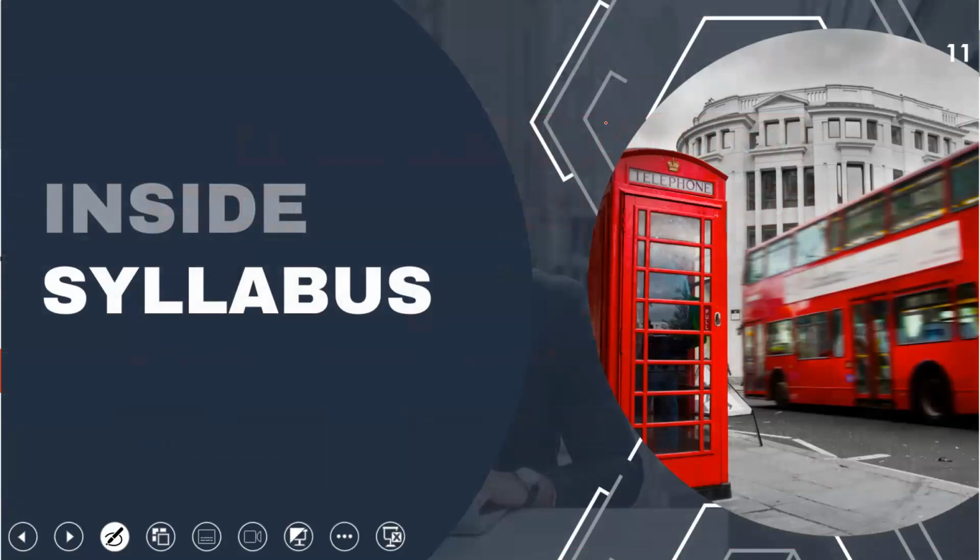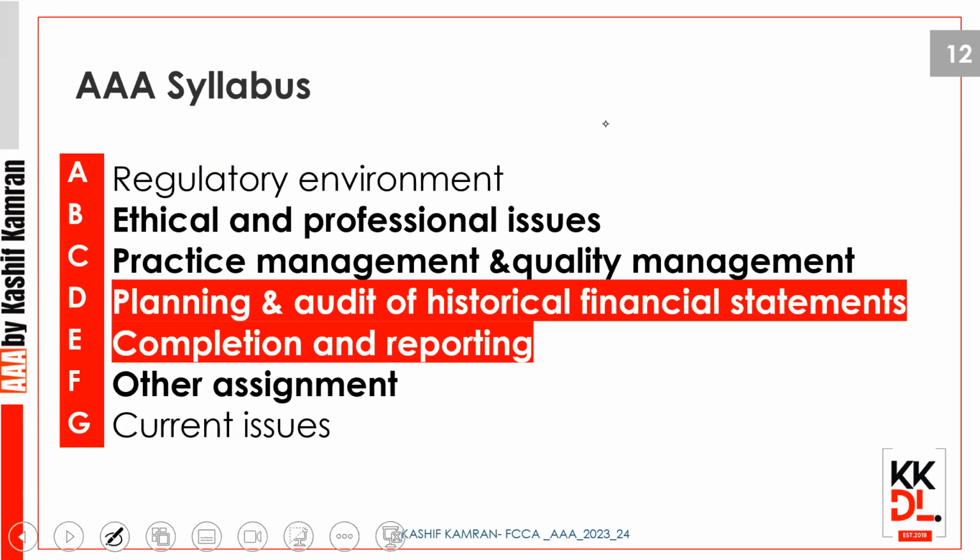Inside the syllabus, AAA has 7 syllabus areas, which is right in front of your screen. The 7 syllabus areas consist of A, B, C, D, E, F, G. Syllabus area A is regulatory environment. B is ethical and professional issues. C is practice management and quality management. D is planning and audit of the historical financial statements. E is completion and reporting. F is other assignments, and G is current issues.